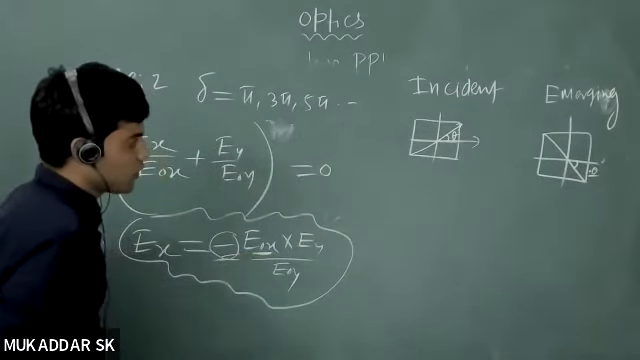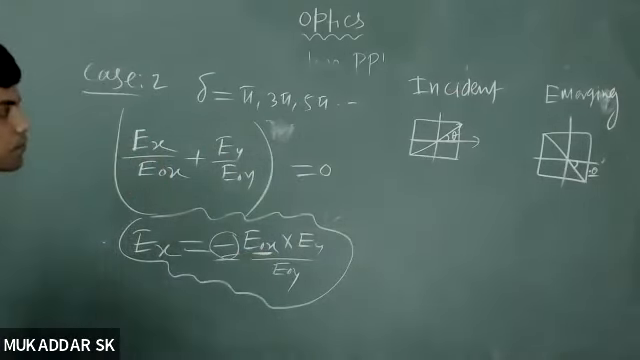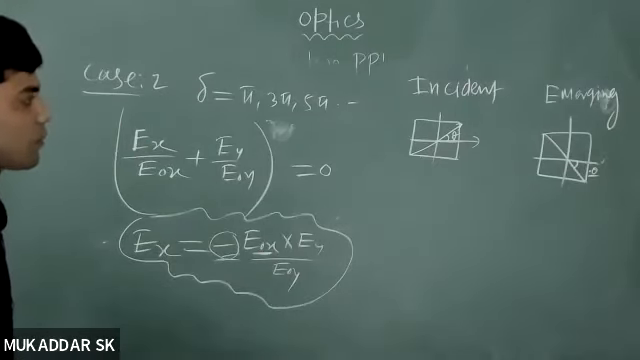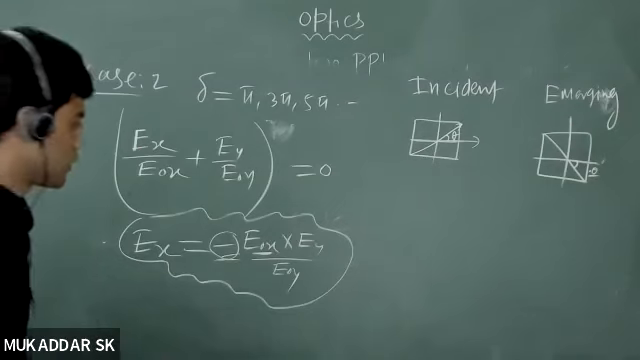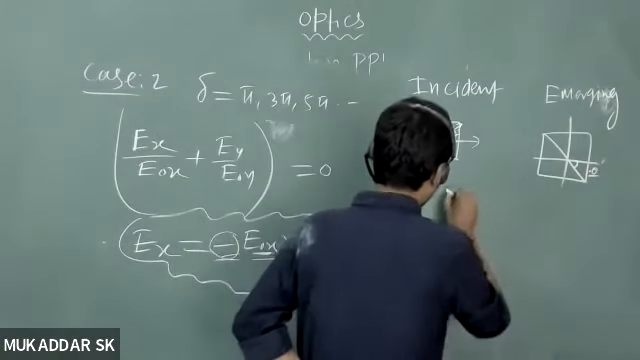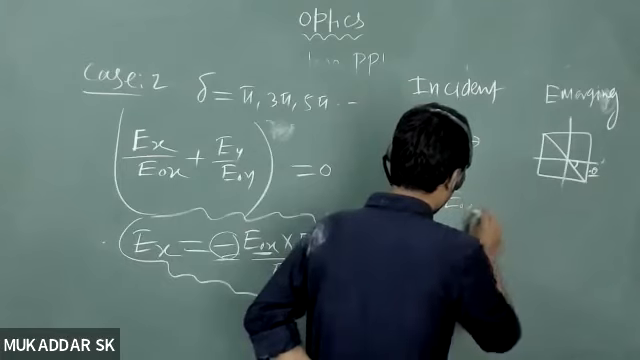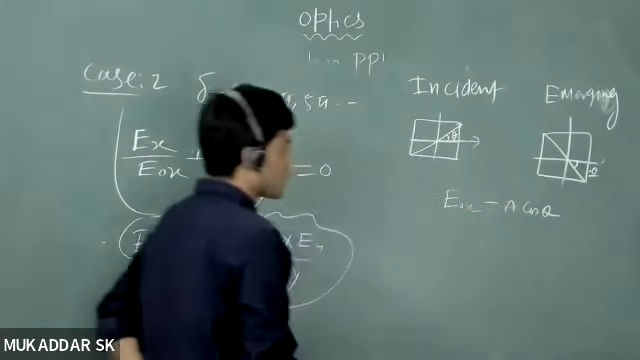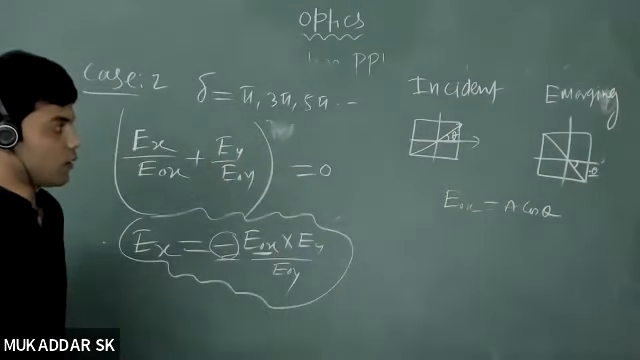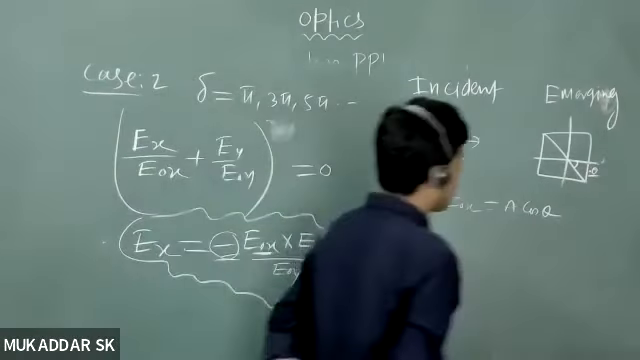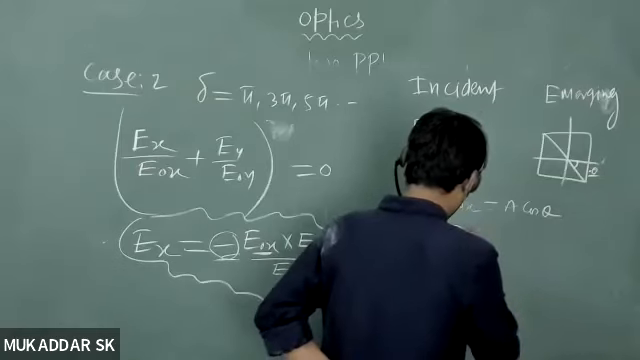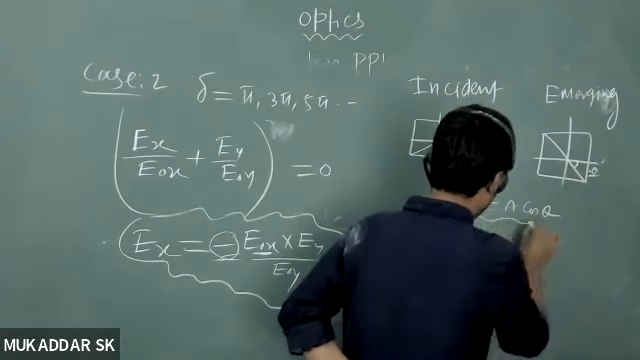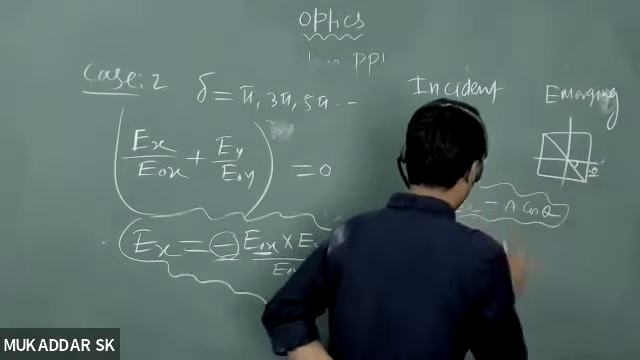What is E0X actually? Incident E-ray. E0X, if you remember, was how much? That is A into cosine theta. Okay. Now how much will E0Y be? So E0X again will be A cosine theta.